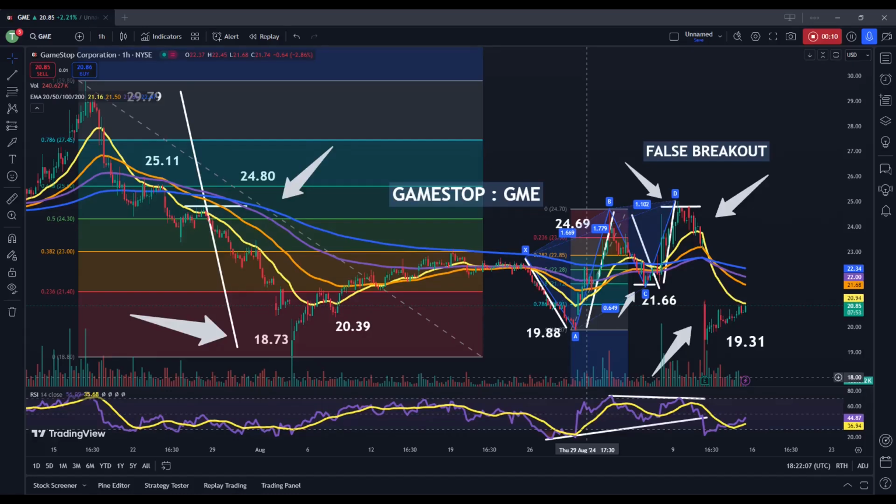Here we have the current stock market analysis for GameStop Corporation, stock ticker GME.